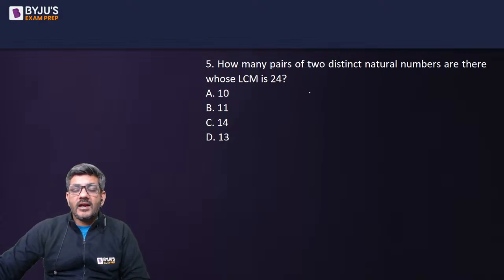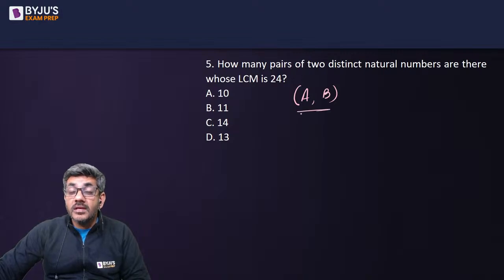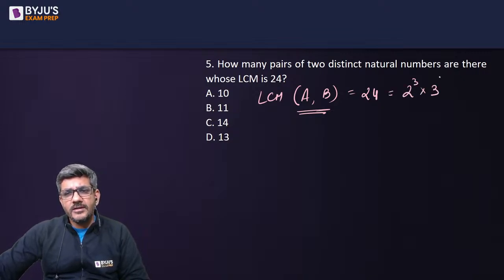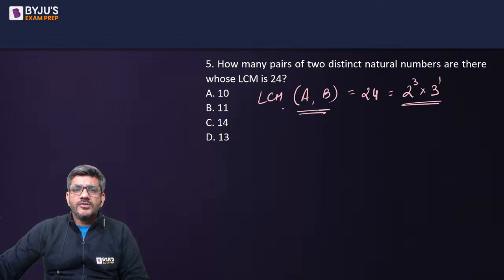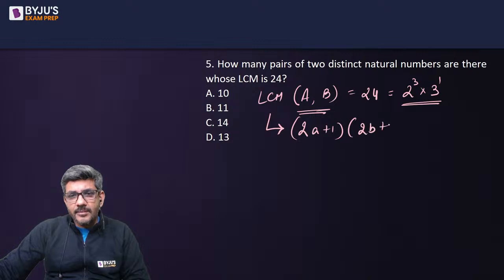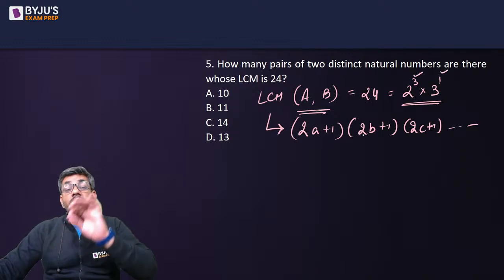See, if there are two numbers, let us say A and B, that means there are two distinguishable numbers. He says their LCM is 24, right? In how many ways is it possible? Now do the prime factorization of this: 2 to the power 3 into 3 to the power 1, right? So the number of ways such that LCM of A and B is a number is twice the power plus 1, into twice another power plus 1, into twice another power plus 1, and keep going, where a, b, c stand for the powers of the primes.